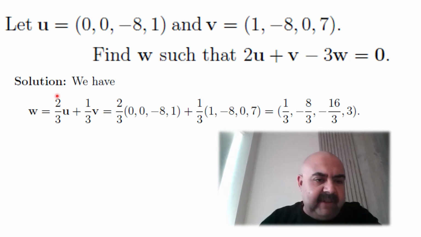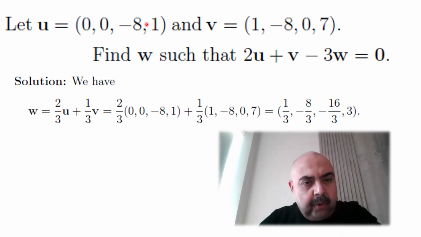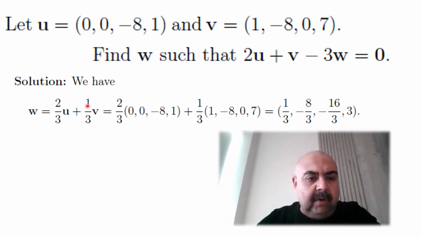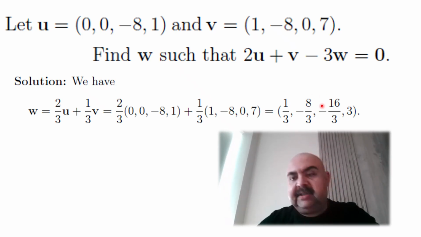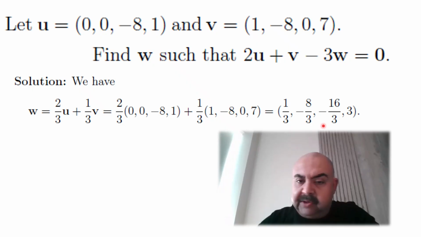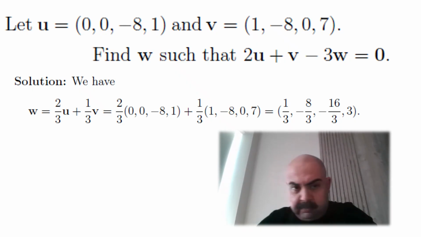I will multiply the value of 2 over 3 in the four components of the first vector, and then I will add 1 over 3 times the four components of v, and then I will have this vector, which is 1/3 for the first component, negative 8 over 3 for the second, negative 16 over 3 for the third component, and just 3 for the fourth component.